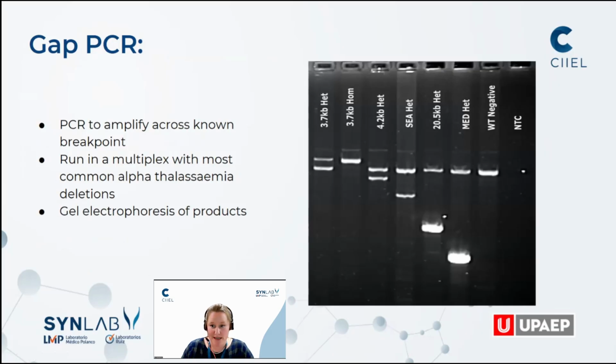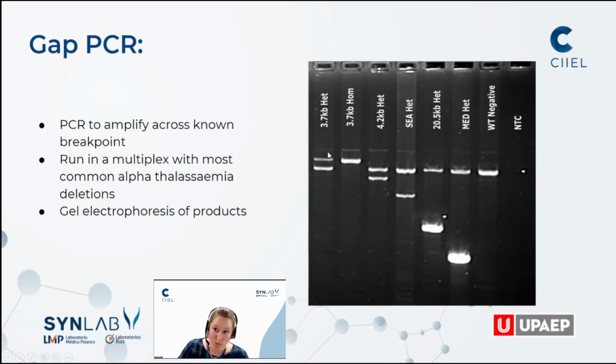Now here we have an example of gap PCR. So this is quite a traditional method that we use, but it's a very effective method for picking up the most common alpha thalassemia deletions. By far the most common alpha thalassemia deletion is this 3.7 kb het. So it's the first one in this gel picture here.